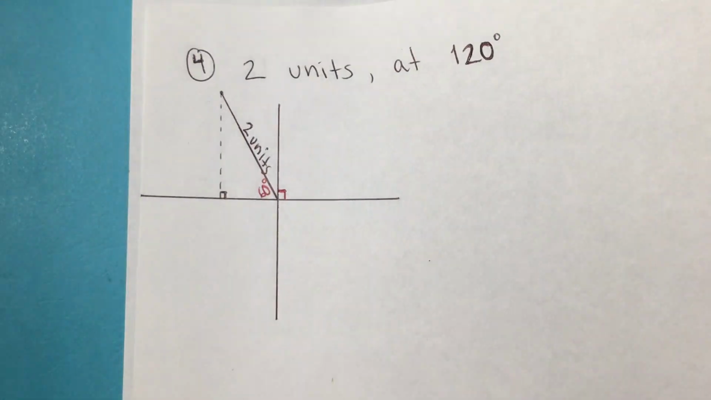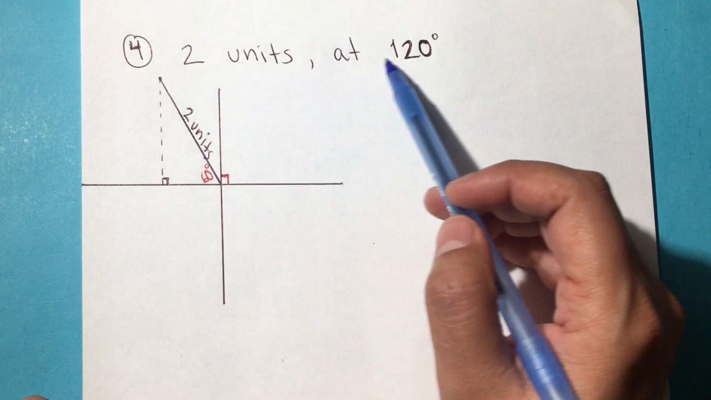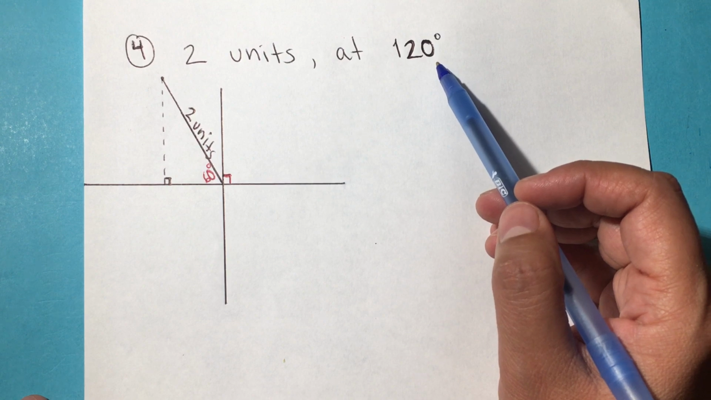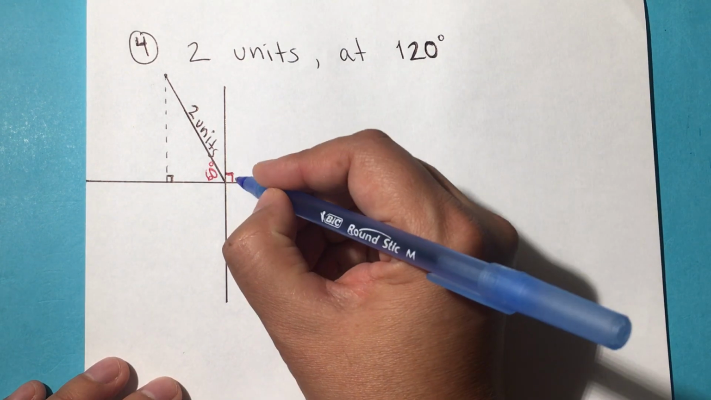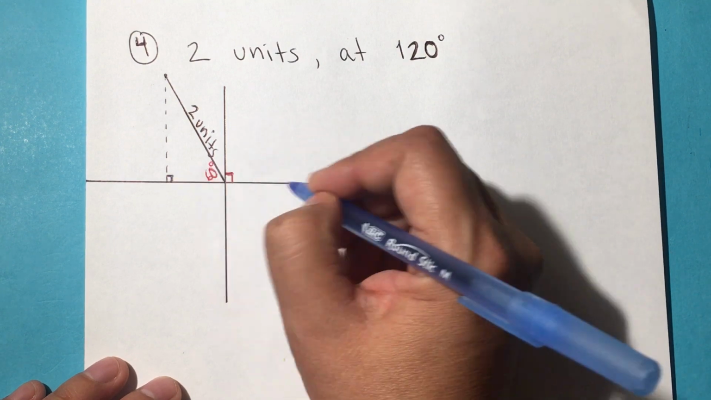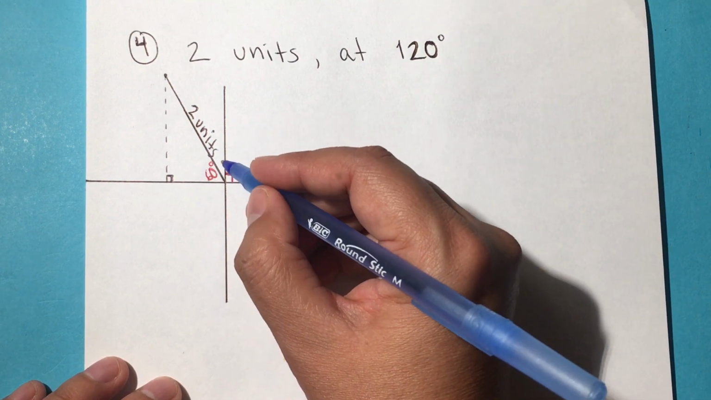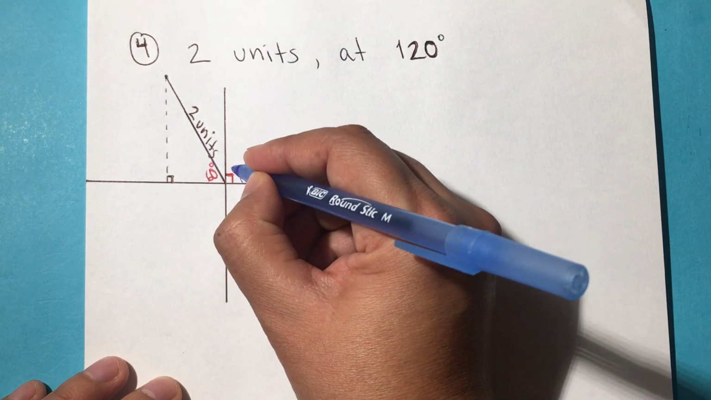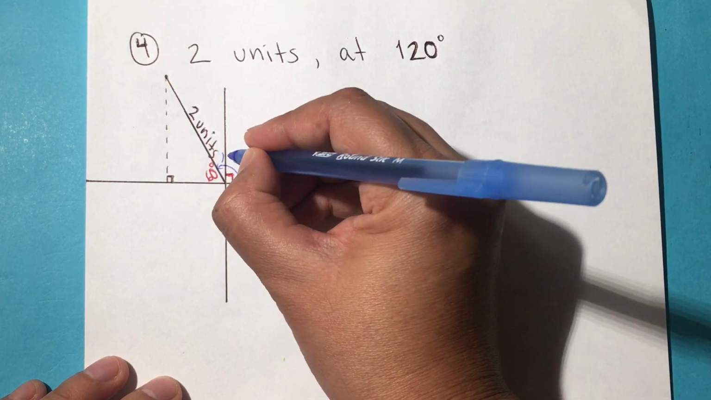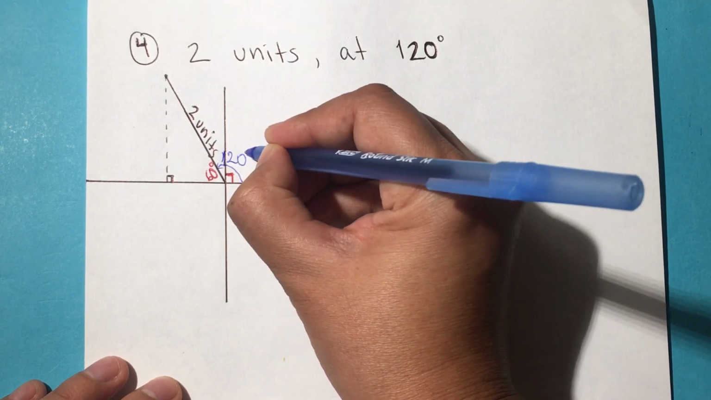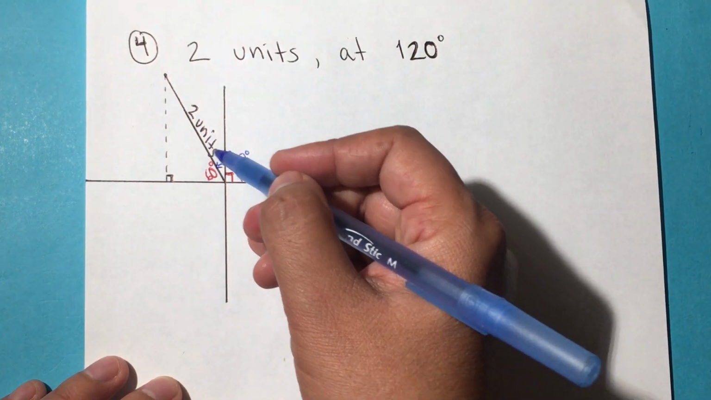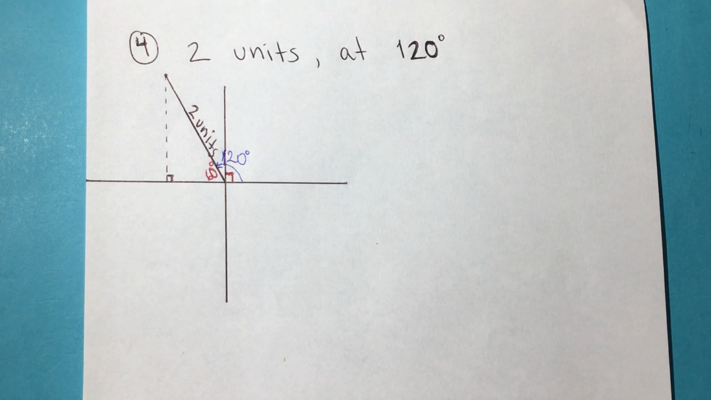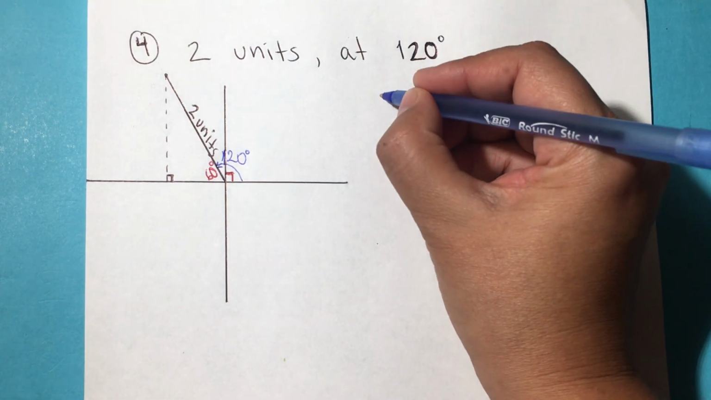Okay, for number 4, it says 2 units at 120 degrees. There are 2 different ways to do this one. And so the first thing that we need to know is that in the coordinate plane, this is 90 degrees. That means that for the 120 degrees, you go a little over that. So basically, you're going on the second quadrant. Okay, so let's do it with the 120 degrees.